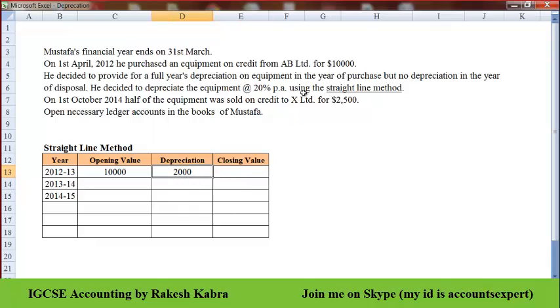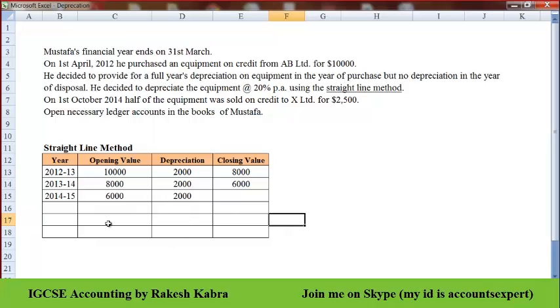And as the method is straight line method, isn't it? So every year I will charge depreciation of 2,000, because the method is straight line. We need to compute depreciation only one time. Now what will be the closing value? 10,000 minus 2,000, 8,000, and this closing value will be the opening value for the next year. And next year the closing value will be 6,000, and this 6,000 will be the opening value. Got it? So this is the schedule of depreciation.